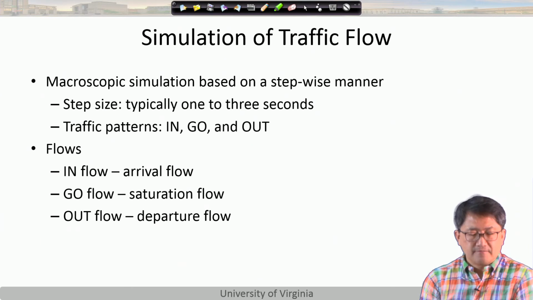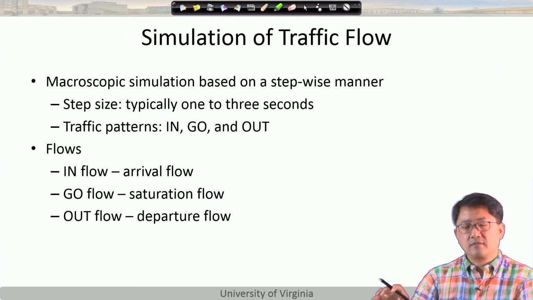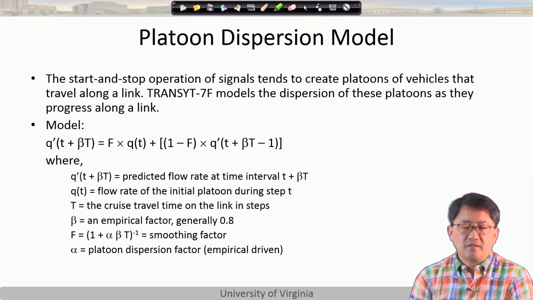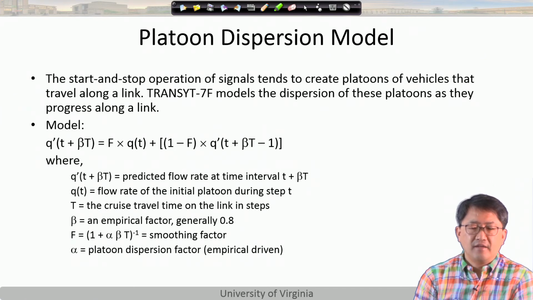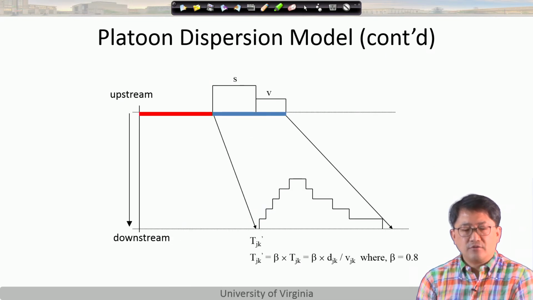Pros and cons. They have a macro way, but they do some step size and also do inflow, go flow, and outflow. Obviously inflow is arrival, go is saturation, and outflow is whatever inflow coming in, the departure flows. This is probably the most important component of the model. Given the time, maybe we go quickly.